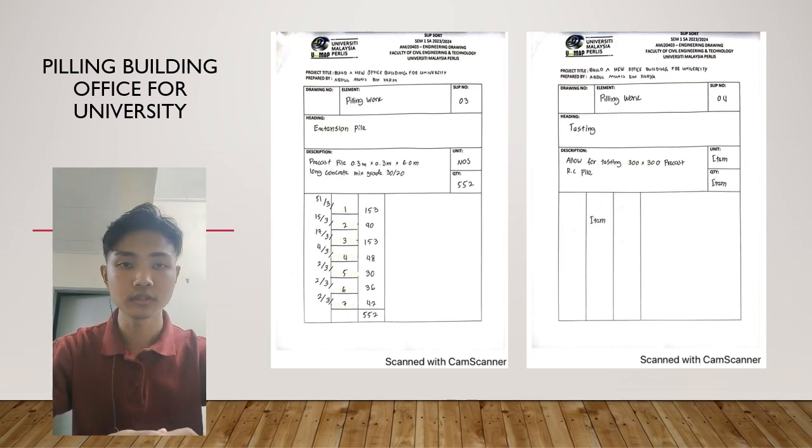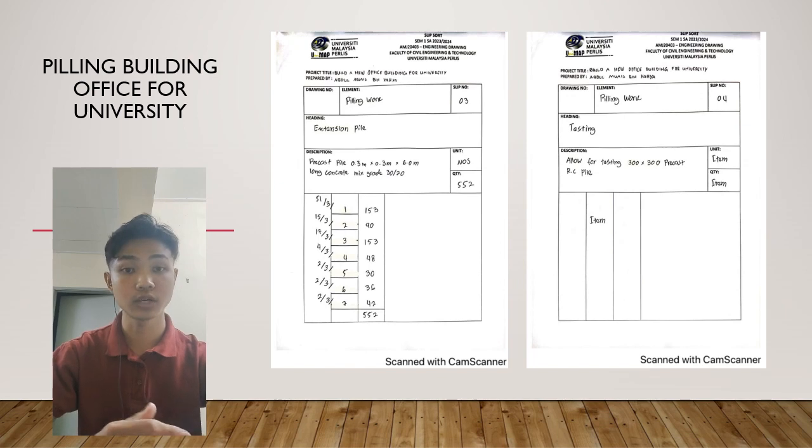For the next is extension pile. We are incorporating extension pile into our plan. These extension pile are designed at 0.3 meters multiply 0.3 meters multiply 6 meters using a concrete mix grade of grade 13. A total of extension pile is 552 will be implemented to provide additional support as needed.